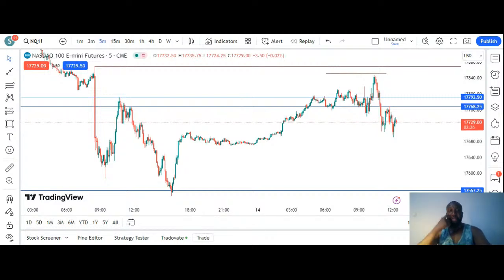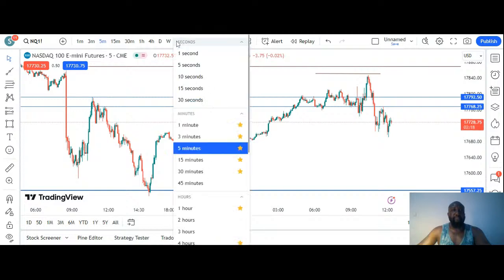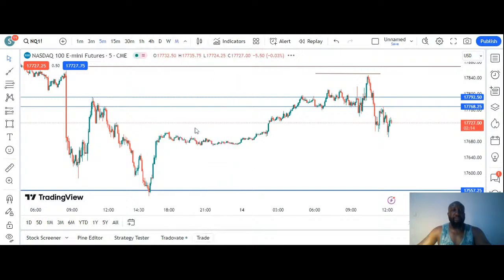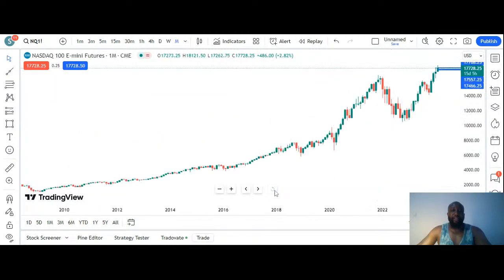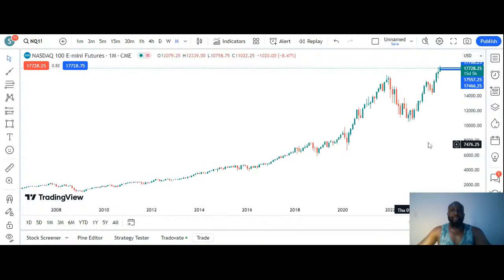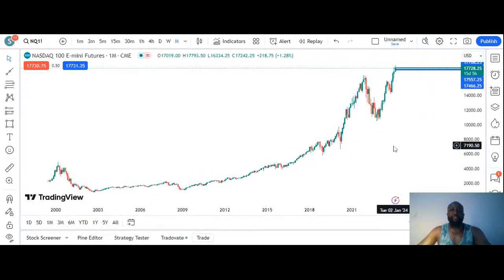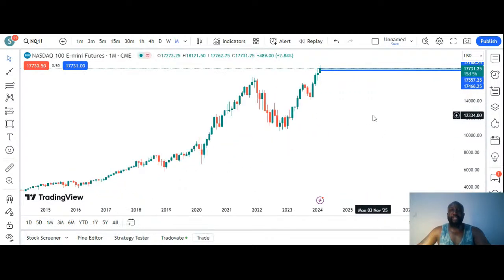Now we're looking at Nasdaq, guys. I prefer doing my analysis from the bigger time frame first. You have to go to the bigger time frame first to get the overall view of what is happening. It's very important. You don't just want to jump in on the smaller time frames, your 1 minute and your 5 minute, without really knowing what the bigger picture is saying. So the bigger picture is very important, guys.